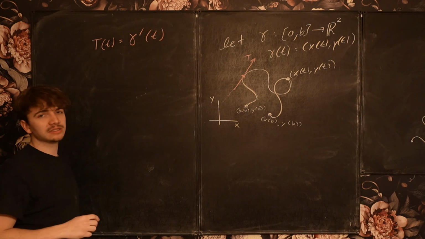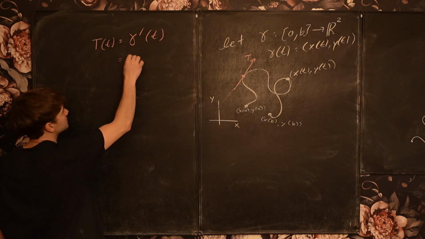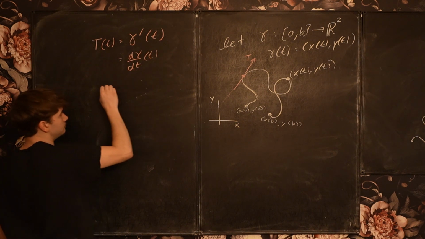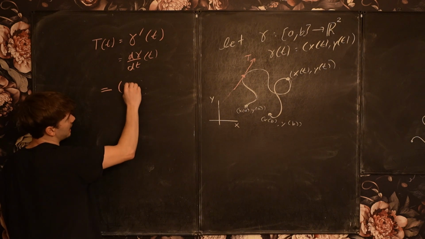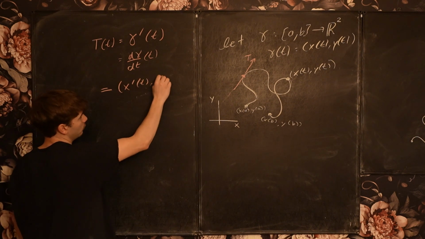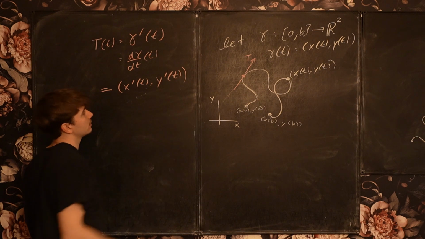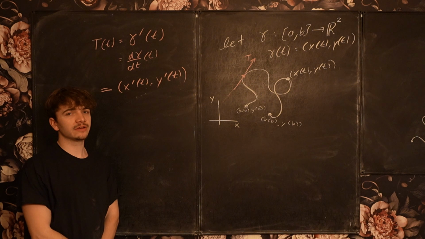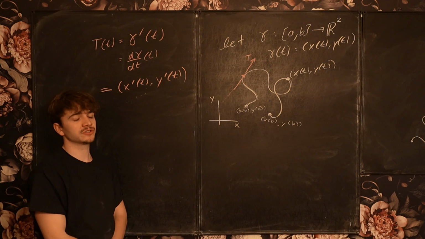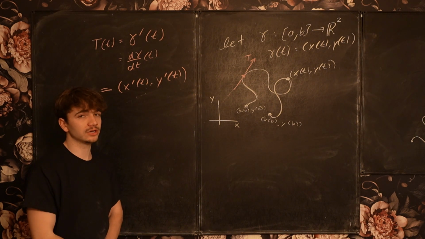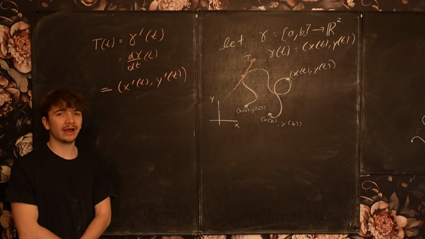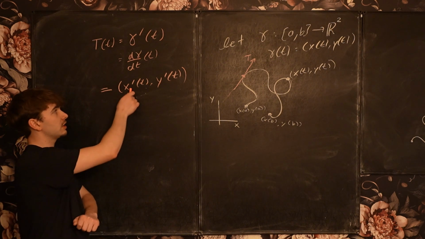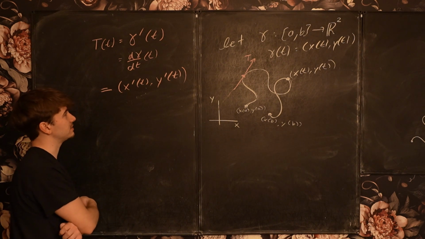And now my prime is a derivative with respect to time, okay? So this is d gamma over dt. And then in coordinates, this is just x prime of t, y prime of t, okay? All right, so I apologize for using primes for derivatives. Previously, I used a prime for a derivative with respect to x when we were looking at the one-dimensional case. Now I'm using primes for derivatives with respect to t, okay? So just keep that in mind, that all of my primes here are derivatives with respect to t.